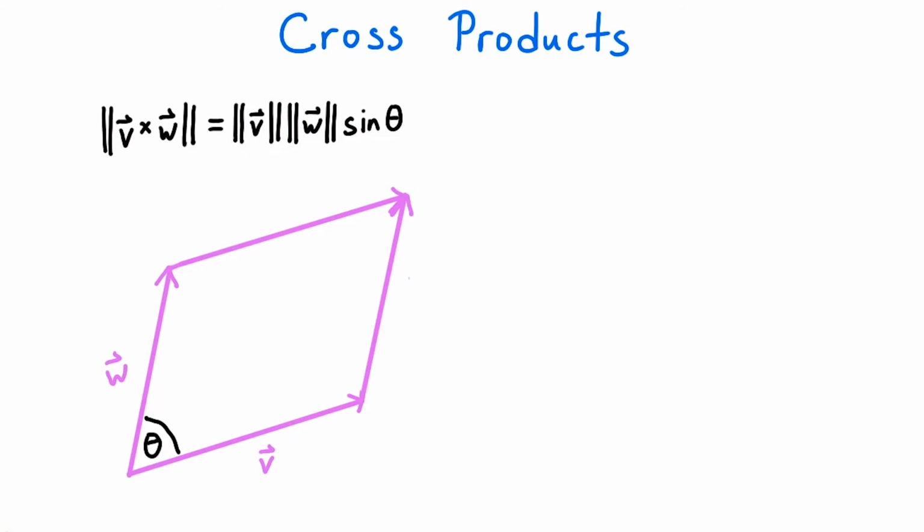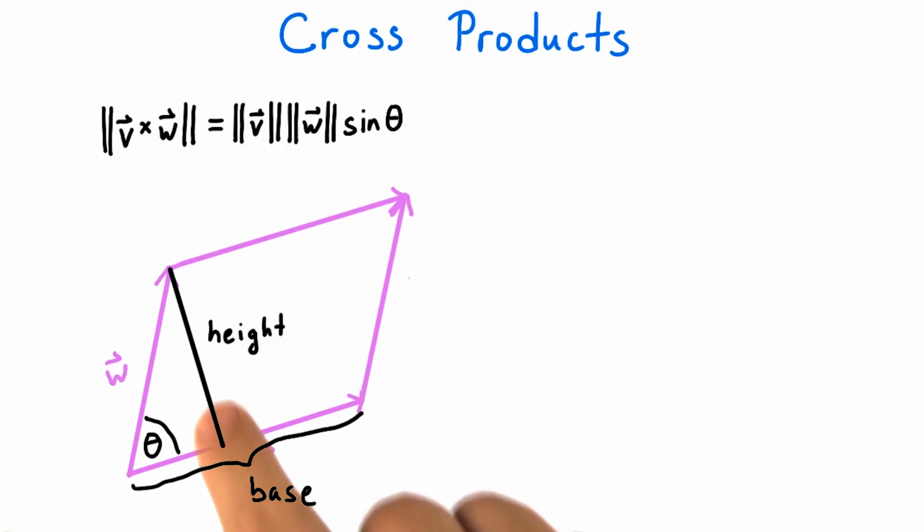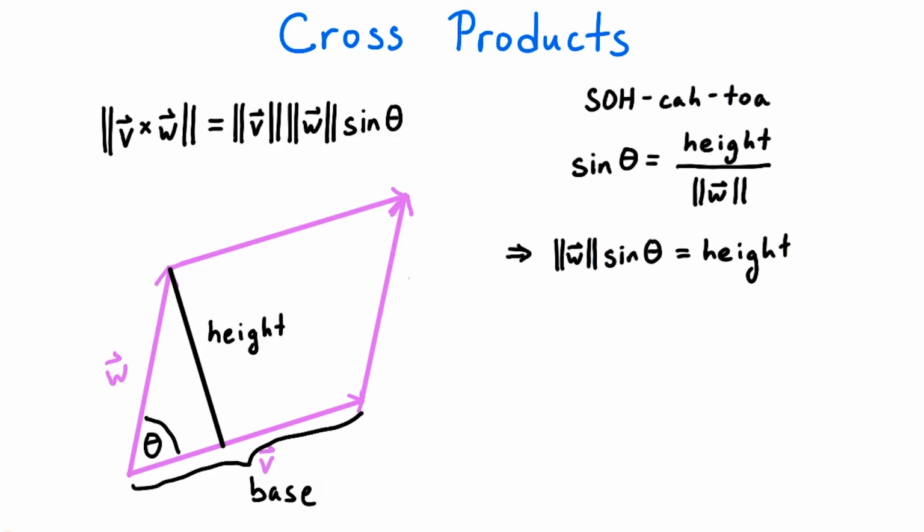A consequence of this geometric formula can be seen in the parallelogram spanned by v and w. Take the length of the v arrow to be the base of the parallelogram. Then the height of the parallelogram is the length of this segment from the head of the w arrow to the line spanned by v, perpendicular to v. Using the trigonometric identity, sine of theta equals opposite over hypotenuse, which is the SO from SOHCAHTOA, we have that the sine of theta equals the height divided by the length of w. In other words, the length of w times sine of theta equals the height of the parallelogram.